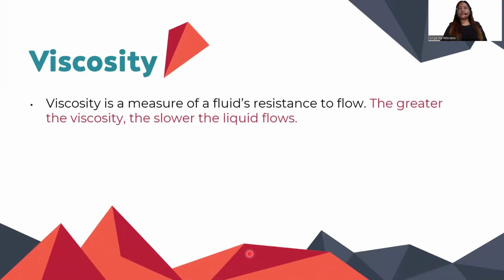Next property is the viscosity. So when we say viscosity, it is a measure of a fluid's resistance to flow, kanang pagkalapot sa usa ka liquid. So the greater the viscosity, the slower the liquid flows. So kung mas malapot ang usa ka liquid, mas of course slow siya mo dagan.